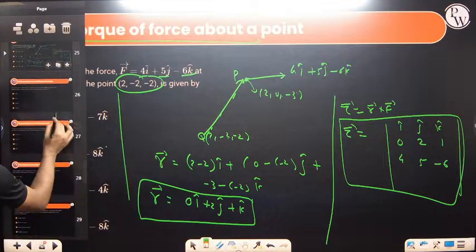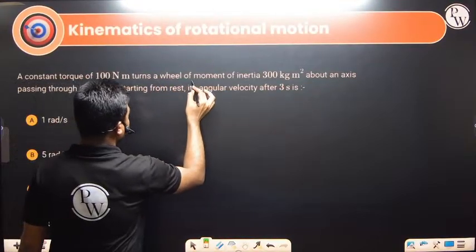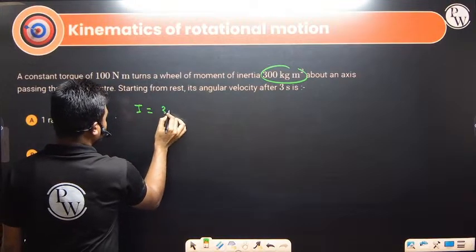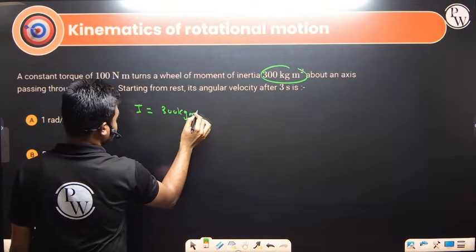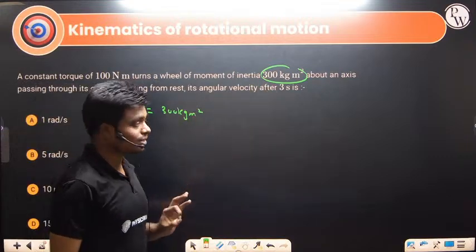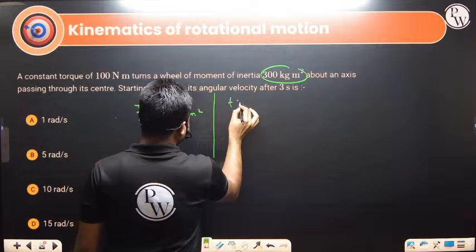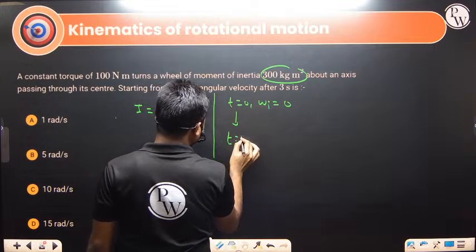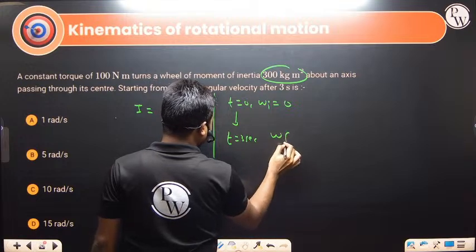Moving to the next question. A constant torque of 100 Newton meter turns a wheel of moment of inertia 300 kg meter square about an axis passing through its center. Starting from rest, find its angular velocity after 3 seconds. The moment of inertia given is I equals 300 kg meter square. Starting from rest, at t equals 0 the initial angular velocity is 0. After t equals 3 seconds, what is the final angular velocity?